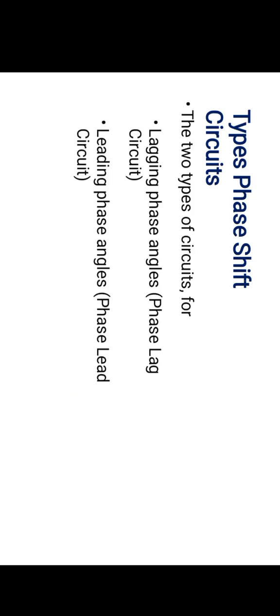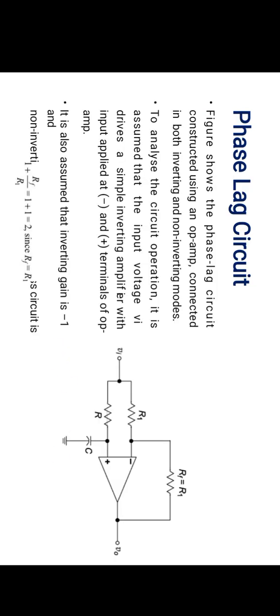There are two types of phase shift circuits. The two types of circuits are lagging phase angles, that is phase lag circuit, and leading phase angles, that is phase lead circuit. First one is phase lag circuit.